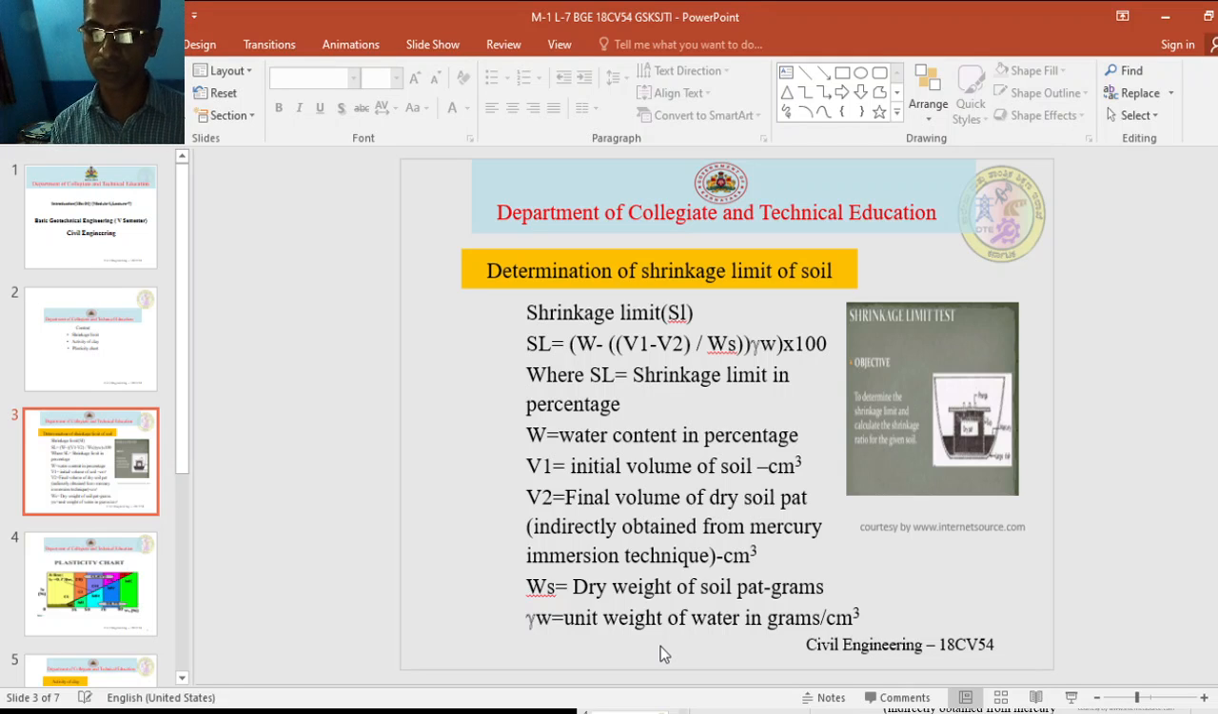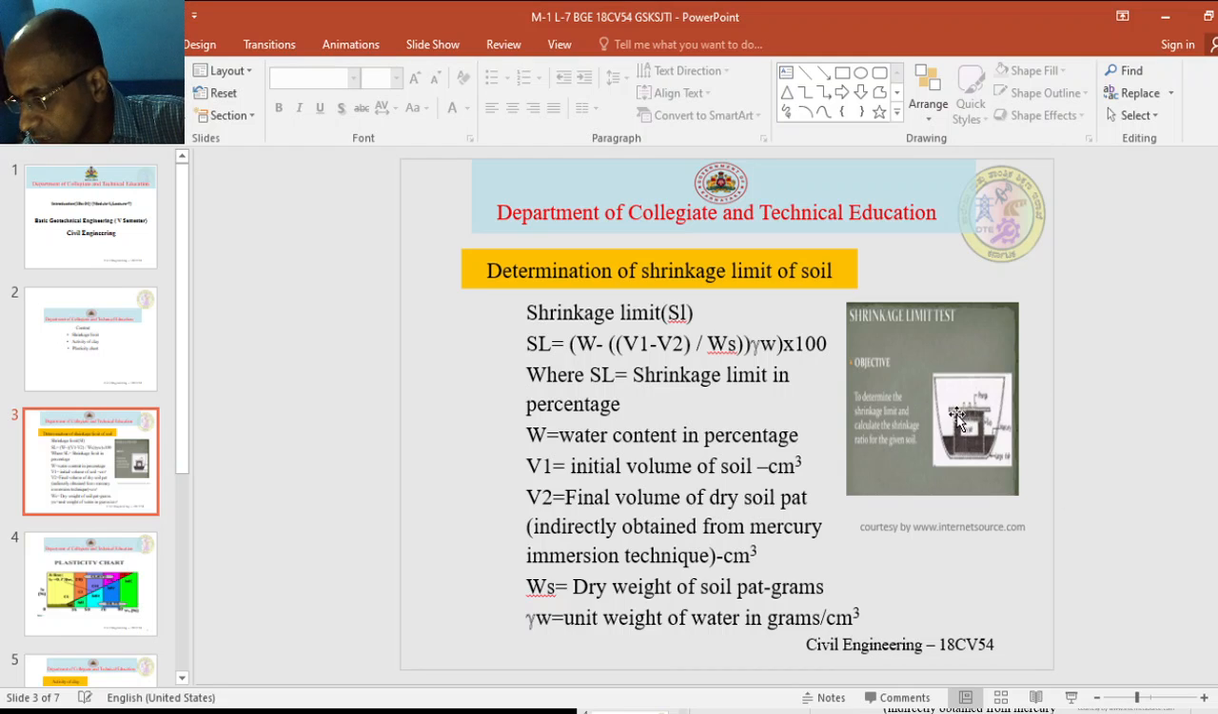Next, remove that mercury and take the shrinkage cup, and again fill it with mercury. Remove the excess mercury using the prong, and keep that cup with the mercury on a plate. Take the soil pat, place it over that mercury and press it. As we are showing here, press it.